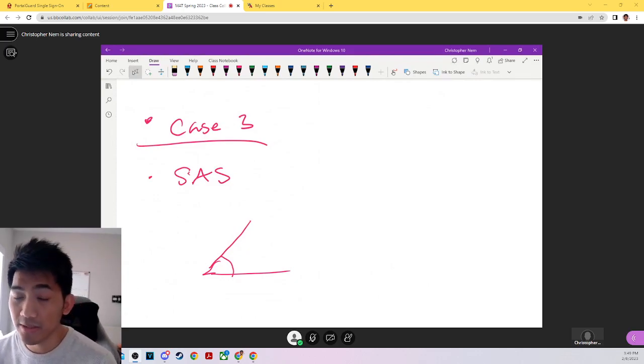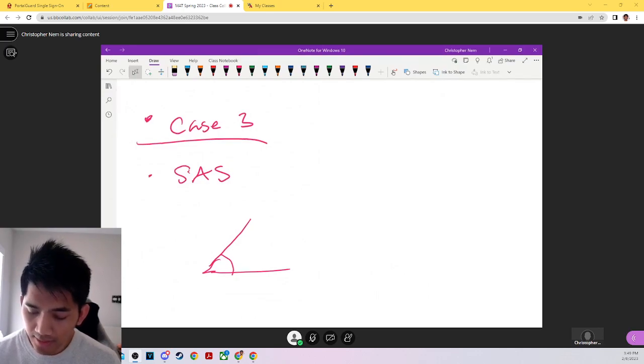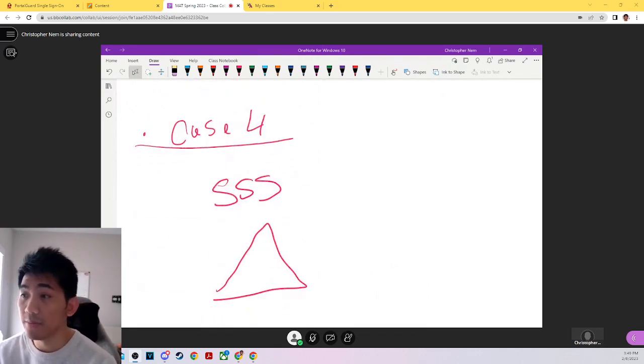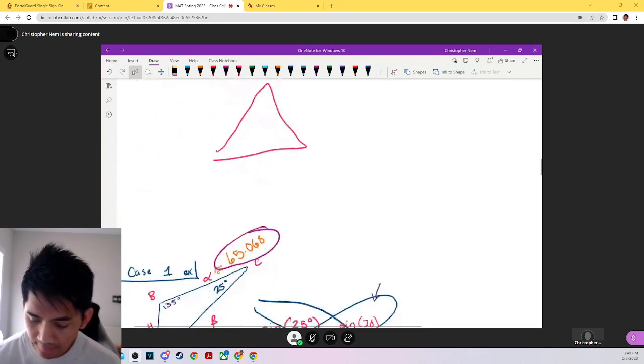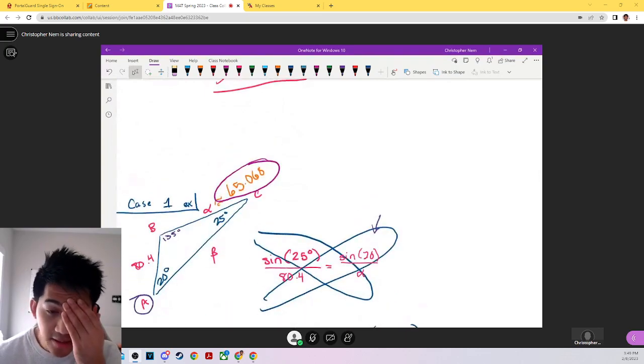This one over here, we'll be using law of cosines. And the last one, side side side, we'll be using law of cosines. This is if all the sides are predetermined, but no angles are given. All right, so case 1, and I already have solved some stuff out.